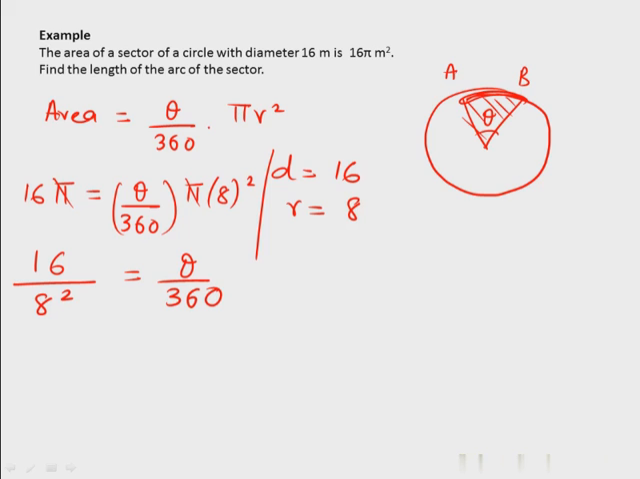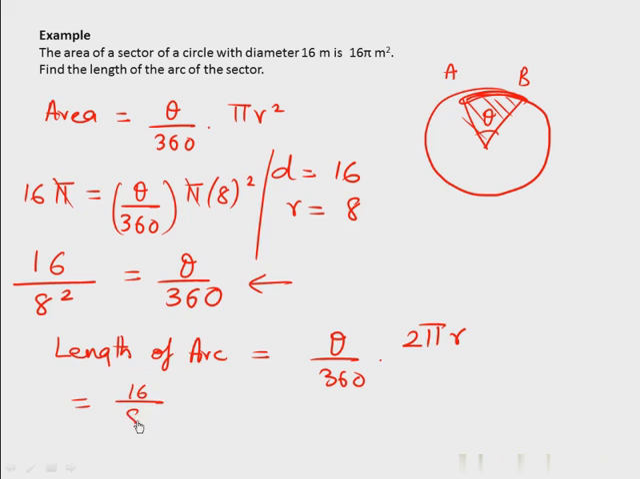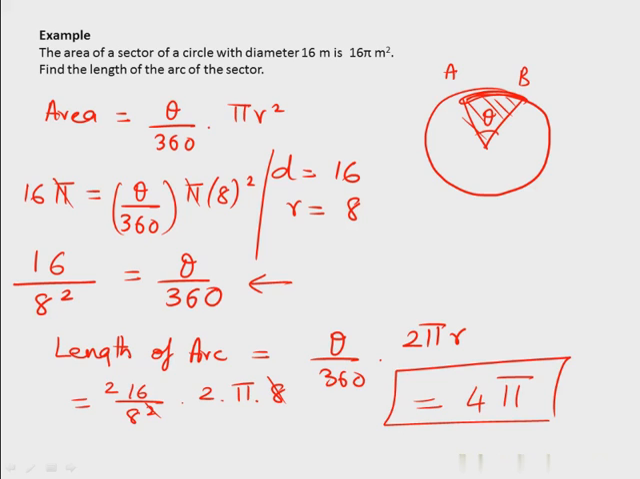They want the length of the arc. So length of the arc is again theta by 360 into length of the circumference, which is 2 pi r. So I'm going to be lazy. I'm going to use theta by 360 as given here. So I get 16 by 8 square into 2 into pi into 8, which is the radius. So 1/8 can be divided out. The 8 and the 16 can be divided out. So I get 2 into 2 pi, which is 4 pi. So that's my length of the arc.